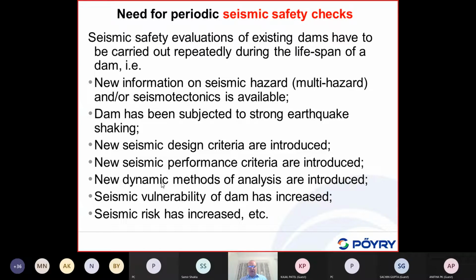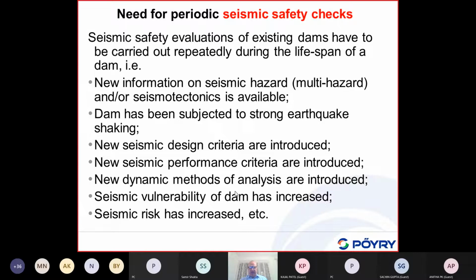Now, next point, if new dynamic analysis methods are introduced. We know already the pseudostatic method is over, so we have to do a dynamic analysis, and there are different types of dynamic analysis based on a number of assumptions. I would say the linear elastic analyses are basically settled, if I may call it like that. However, for nonlinear analysis, some are still under development. There are only simplified nonlinear analyses, which I will also show, which are applicable.